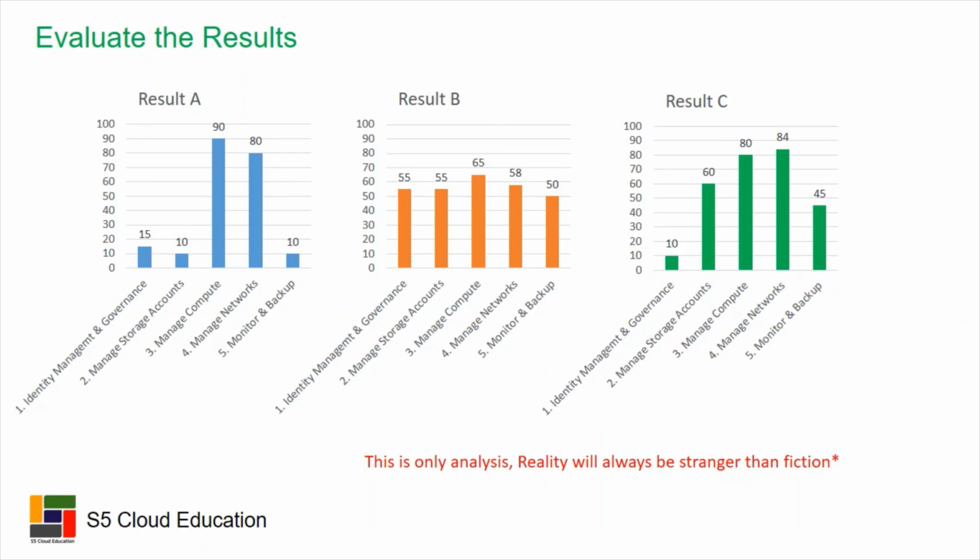Finally, let us look at 3 results. Result A, Result B, Result C. Result A got maximum marks in Objectives 3 and 4 while minimal marks in Objectives 1, 2 and 5. Result B got moderate marks in all objectives. Result C got good marks in 4 objectives, while minimal marks in Objective 1.